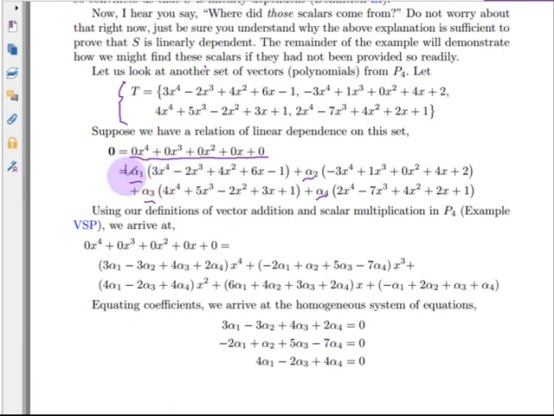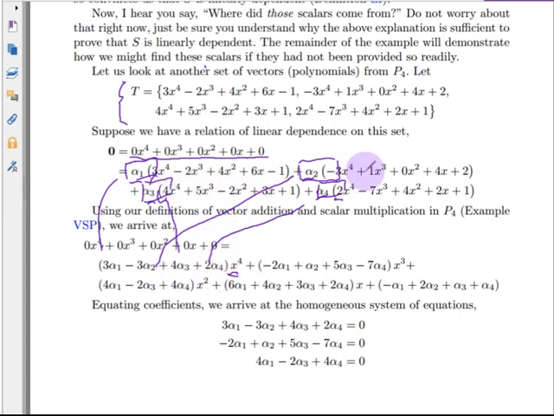Now if you look at this sum, coefficient by coefficient, what's the coefficient of x to the 4th? Here's a contribution, 3 alpha 1. Here's a contribution, minus 3 alpha 2. Here's a contribution, 4 alpha 3. Here's a contribution, 2 alpha 4. So you add up all of these 4 contributions, and that's the coefficient of x to the 4th in the linear combination. The 3 alpha 1 comes from here, the minus 3 alpha 2 comes from here, 4 alpha 3 comes from here, and 2 alpha 4 comes from here. That's the coefficient of x to the 4th.